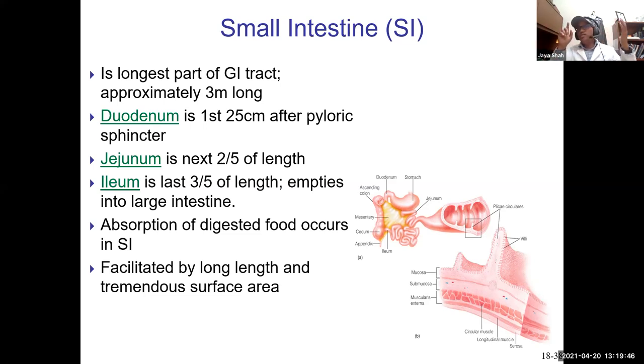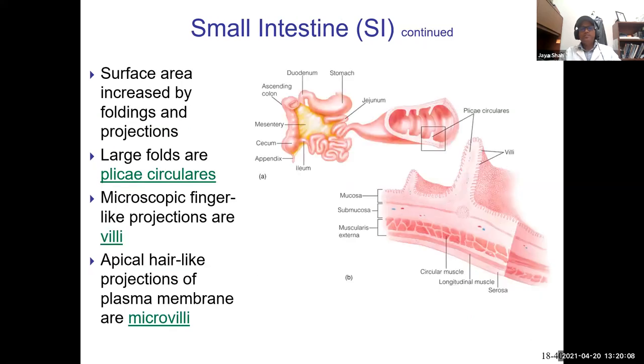So there are four mechanisms which increase surface area in the small intestine. One, the long length of the small intestine. Second, plica circularis. Third, villus. Fourth, microvillus. So in the exam, if I ask which one of the following is not a structure which increases the surface area of the small intestine, you need to know. Okay?